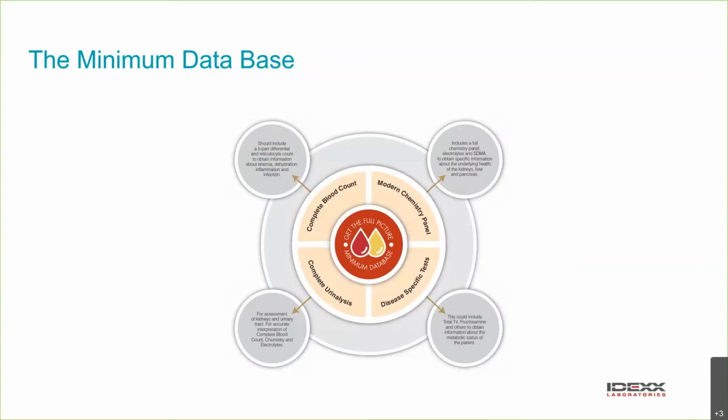With the modern chemistry profile, that full chemistry profile with electrolytes and SDMA is going to give us that broad information to help us evaluate what's going on with that patient. But today we're going to address the urinalysis and disease-specific testing a little bit more. The urinalysis helps us interpret the chemistry profile, and it can give us specific information about the urinary tract. And the disease-specific testing are those things that we're not going to do in every patient, but we'll decide based on the presenting complaints and what we find on the bloods and urine whether we need to do more testing.